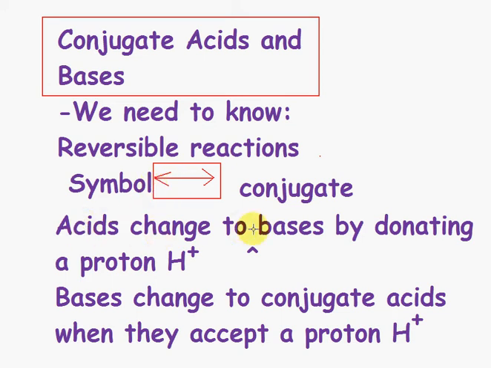Acids change to conjugate bases by donating a proton, an H+. We'll see that in some of the reactions, but that's what you've got to remember. Acids change to bases; their definition is that they donate an H+. Bases change to conjugate acids when they accept a proton, H+. That's what you've got to bear in mind when you're doing the conjugate acids and bases questions.